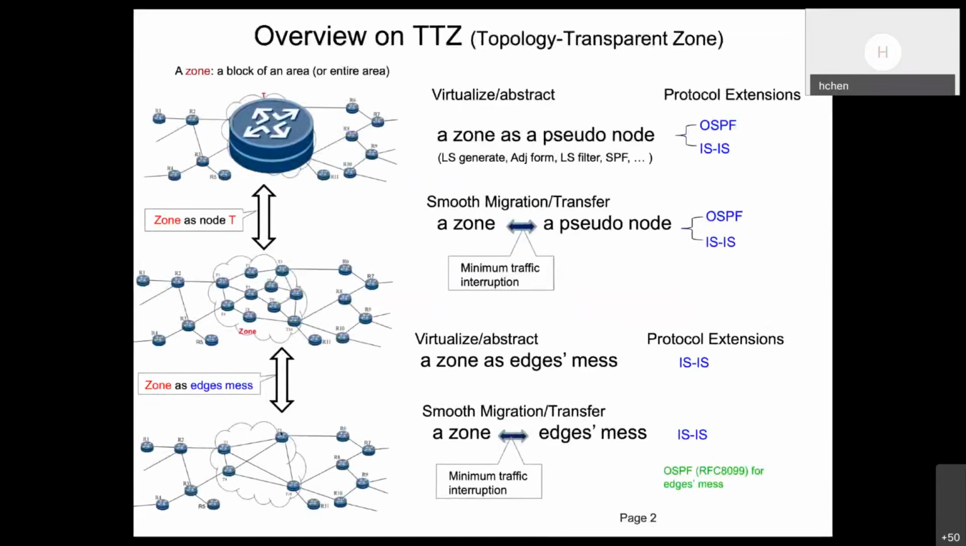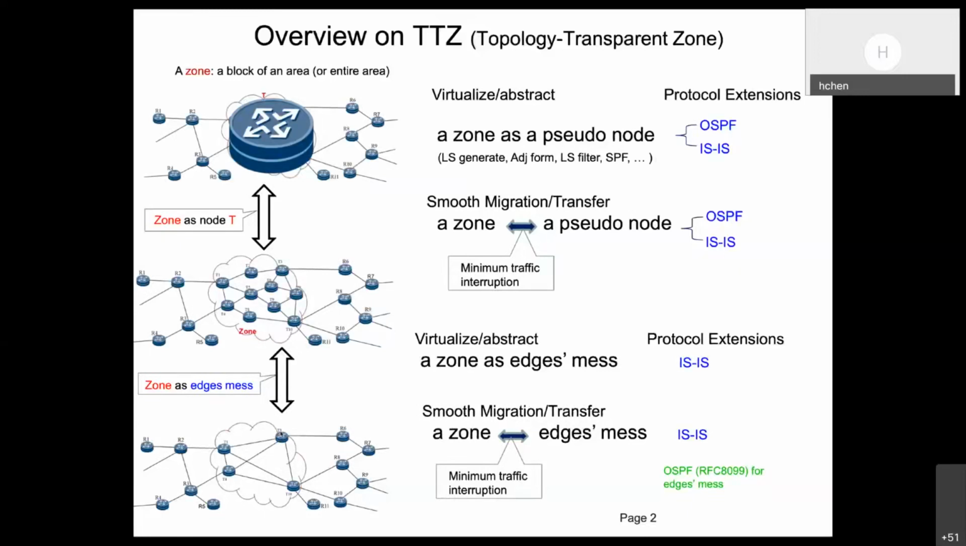So, in the center of this picture is a zone. A zone is a block of area, or in a special case, a zone can be an entire area. So we see the zone in the center of this picture. If we go up, then we abstract the zone into a single pursuit node. After we abstract a zone to be a single pursuit node, for some case we may want to reorganize zones. For example, we want a zone to include a bigger piece of area, or we want to merge two zones into one, or split a big zone into two.